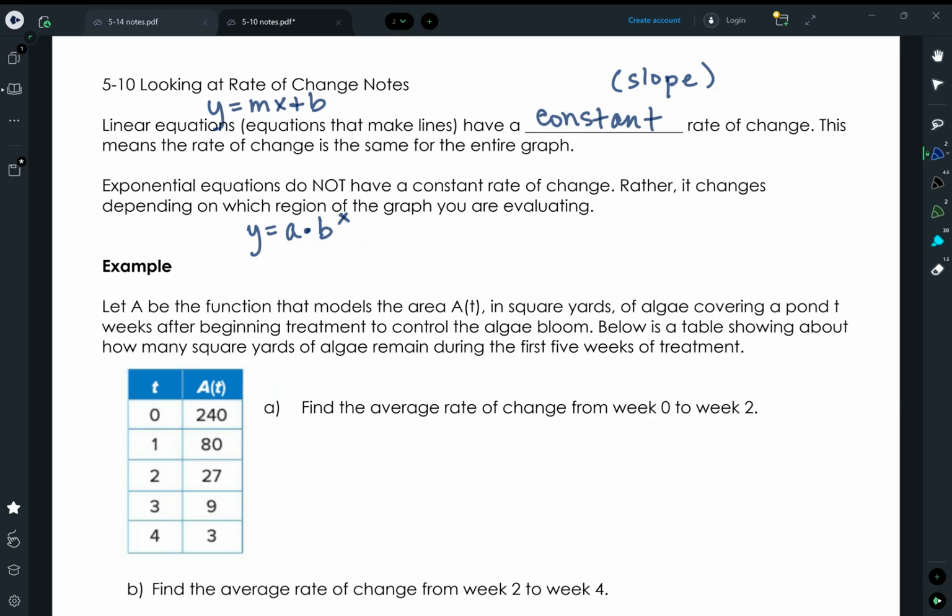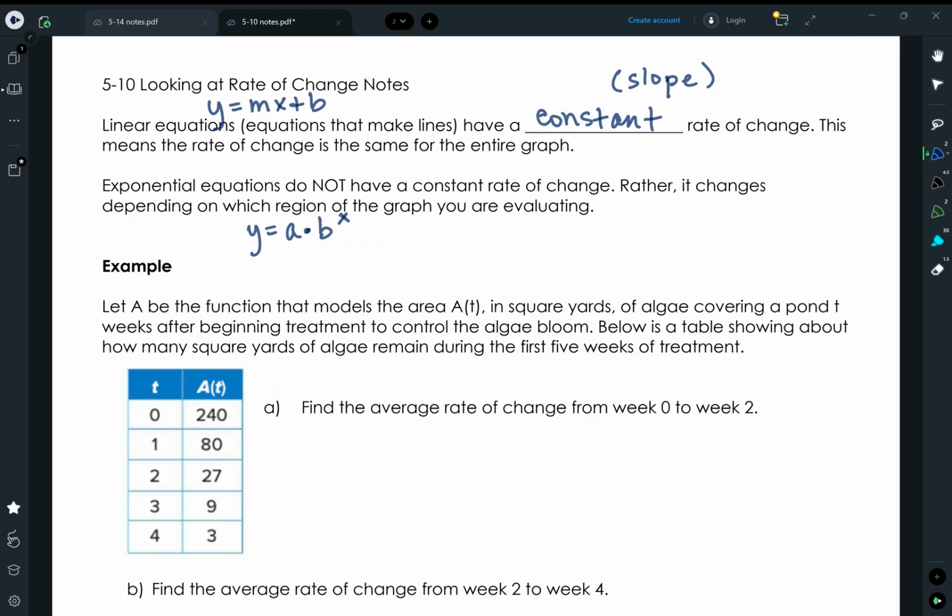Let A be the function that models the area A of t in square yards of algae covering a pond t weeks after beginning treatment to control the algae bloom. So apparently we've got this pond and there's algae covering it and we're treating it. And so because we're treating it, we're going to keep cutting down on the amount of algae there, right? We're trying to make it go away.